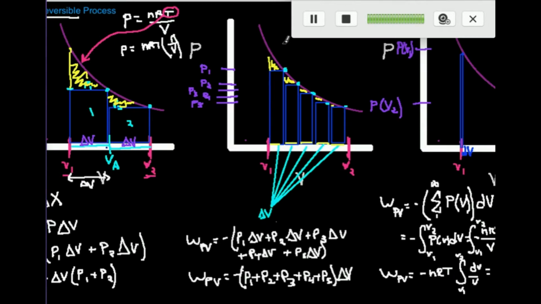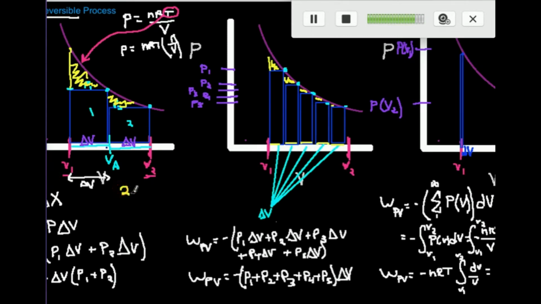Now, my question to you is, between this first situation and the second, in which case was more work done? Well, there was more work done in the second case, because there is less of this yellow space. In other words, the rectangles that I used, I strategically was able to use more of them, and as a result, they're thinner, and so I'm able to occupy more area under the curve by the rectangles.